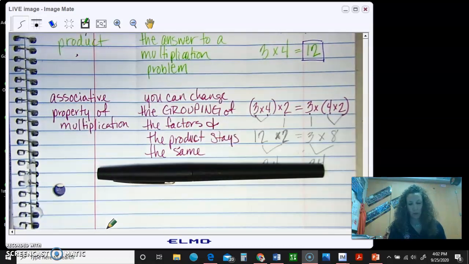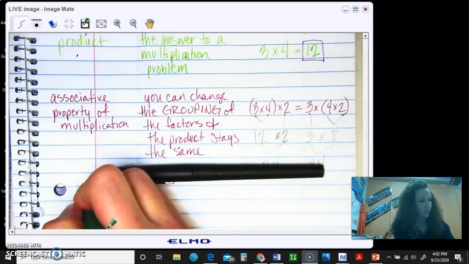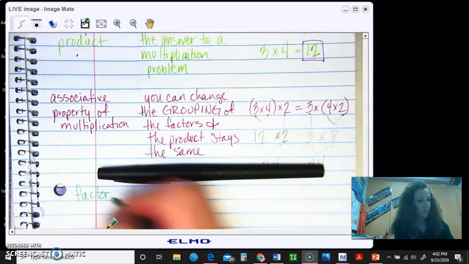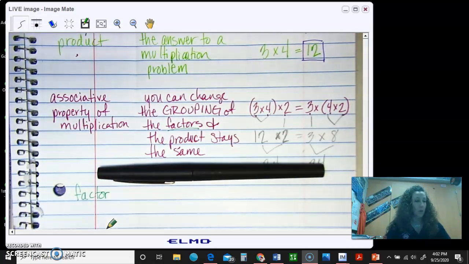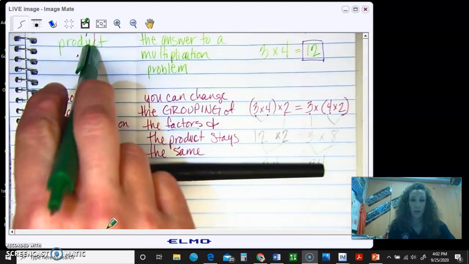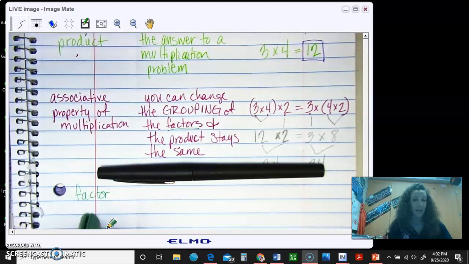Okay, and the next term is factor. Ooh, look at that right there. So we're going to remember, we know these words. Now, product, you've seen before. Factor, you've seen before 5th grade as well, so you should know this one already. But a factor is the number that's being multiplied by another factor. A factor times a factor equals your product, okay?